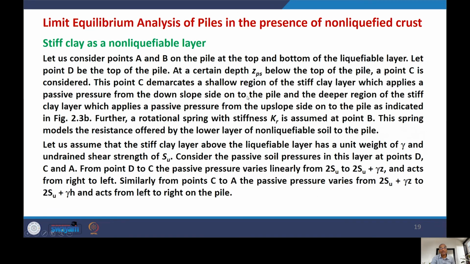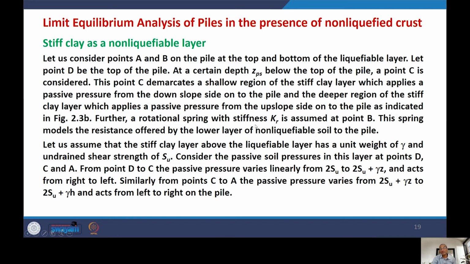Let's consider points A and B on the pile at the top and bottom of the liquefiable layer. Let point D be the top of the pile at a certain depth, which is Zps, below the top of the pile. Point C demarcates a shallow region of the stiff clay layer, which applies a passive pressure from the downslope side onto the pile, and the deeper region of the stiff clay. So this is shown in the figure.